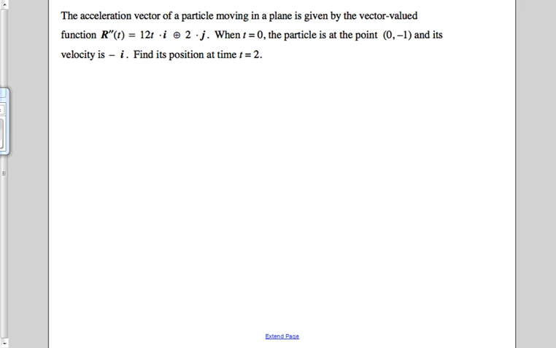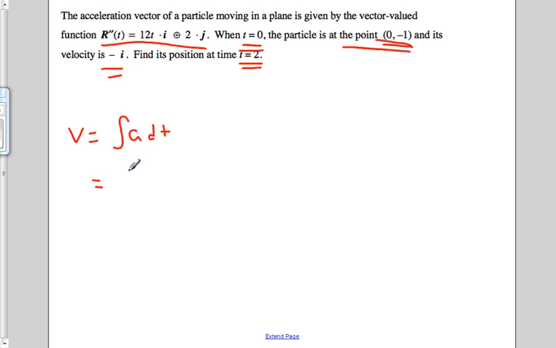Okay, now let's work the other way. So now in this example, instead of being given the position, we're given the acceleration vector, and we're given some information about our position and velocity at time equals 0. So we know at time equals 0, our position is at 0 comma negative 1, and the velocity is negative i. So it says find the position at time equals 2. Well, we're going to need to do some integration. So we know that the velocity equals the integral of the acceleration.